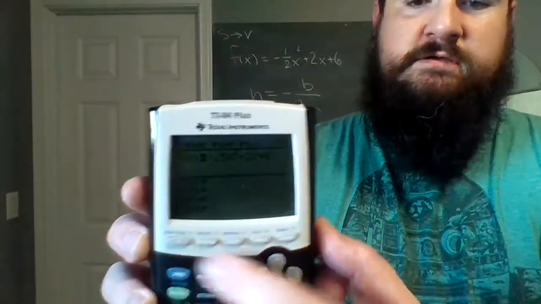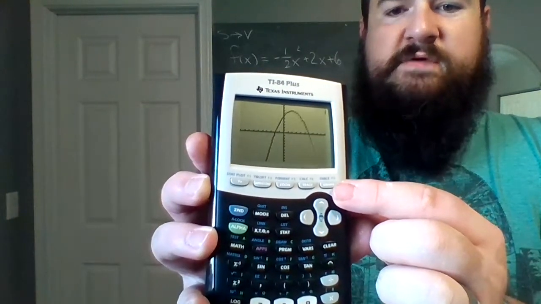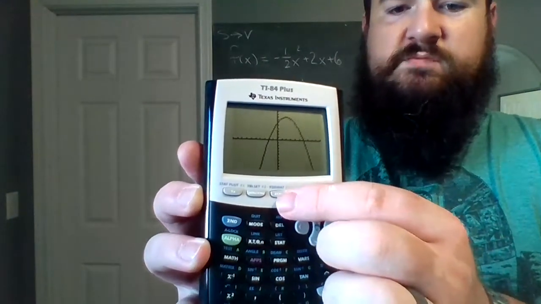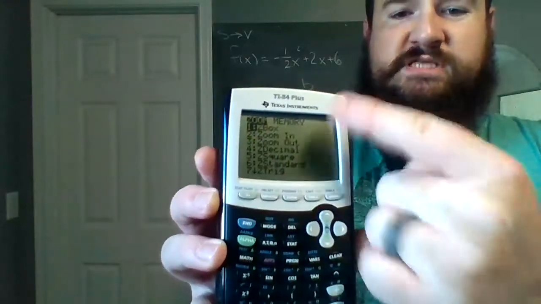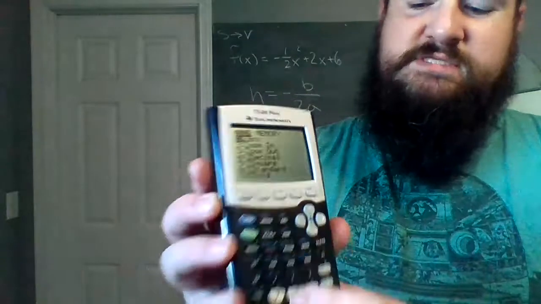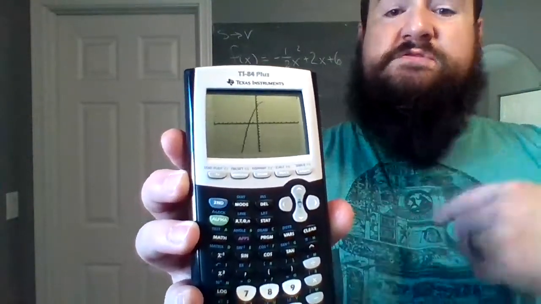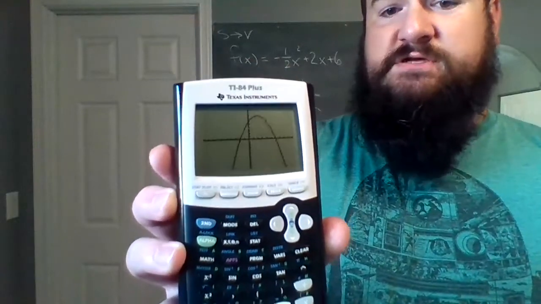Then over here we hit graph. And now your graph may look like this, may not, right? Zoom kind of helps to adjust that window. What we want to always start out with is this option here, number 6, zoom standard. So we just hit 6, and it will set our window to this kind of standardized window. So that's always a good way to start.